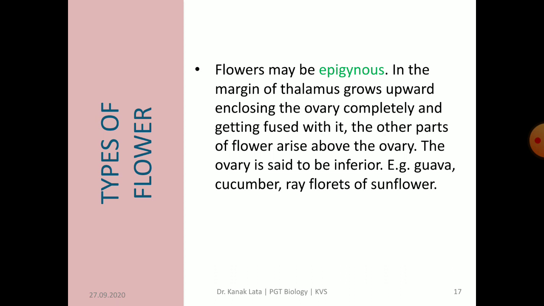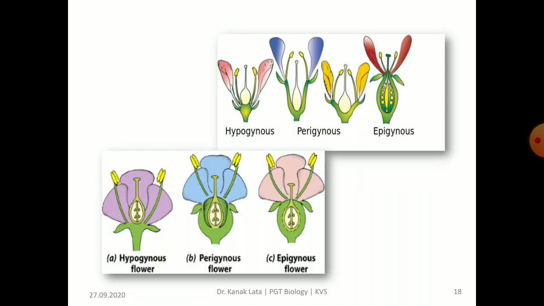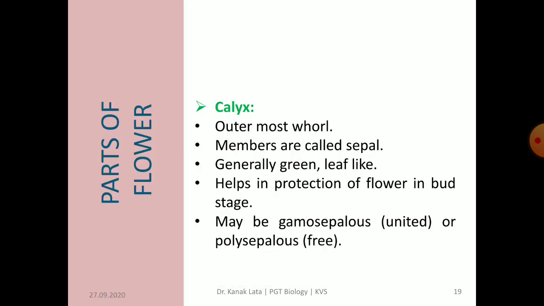In epigynous flower, the margin of thalamus grows upward, enclosing the ovary completely and getting fused with it, and other floral parts are above the ovary. Here the ovary is said to be inferior. For example, it is seen in guava, cucumber, ray florets of sunflower. In this figure, you can easily observe the hypogynous, perigynous and epigynous flower.